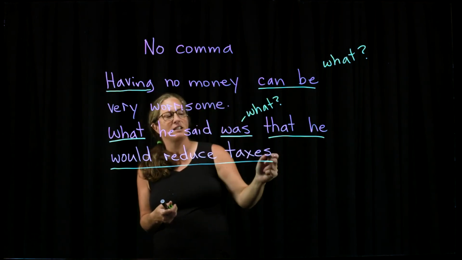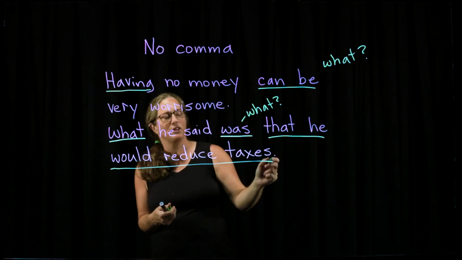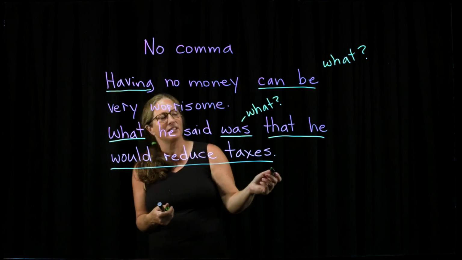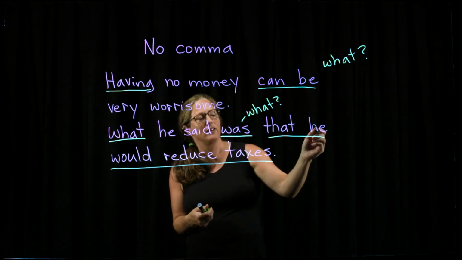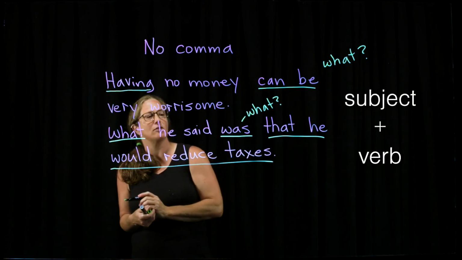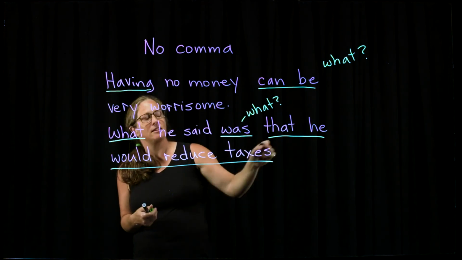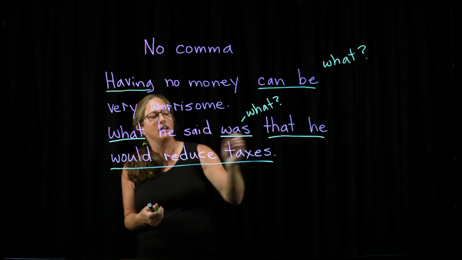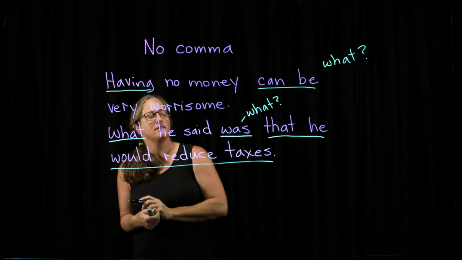And yes, your direct object is sometimes just one word. Sometimes it can be many words, a phrase, or even a clause, right? Like this is a clause you have, he would reduce, so it has its own subject and verb, but it's the object in the sentence. So you have a subject, verb, and an object. You don't need any commas to break that up.